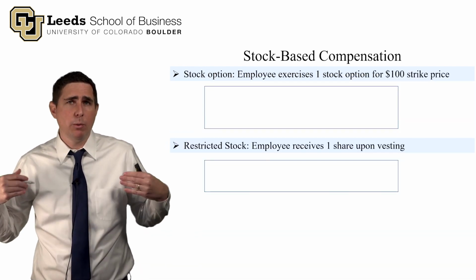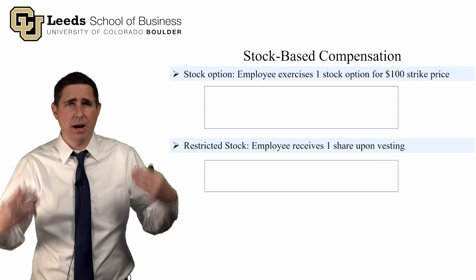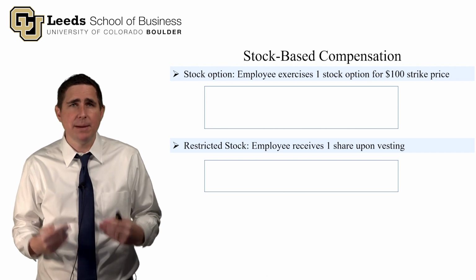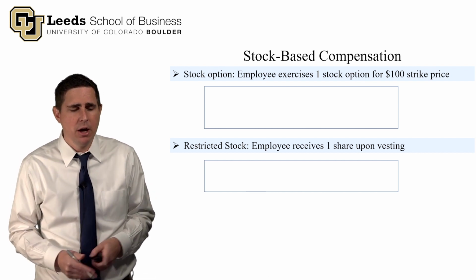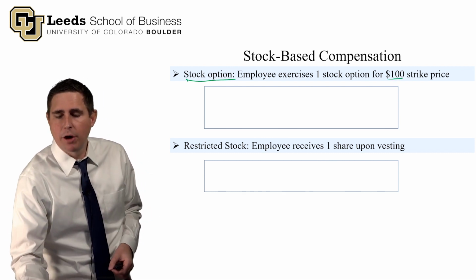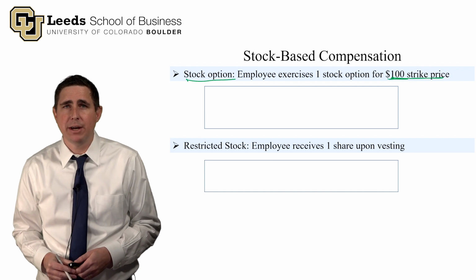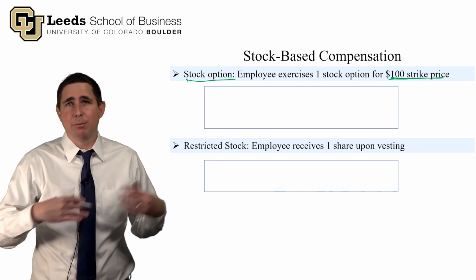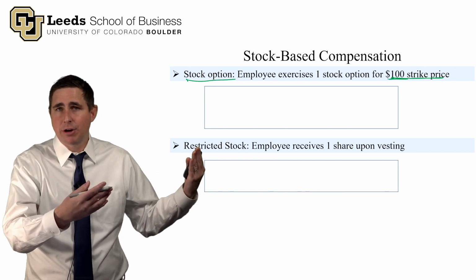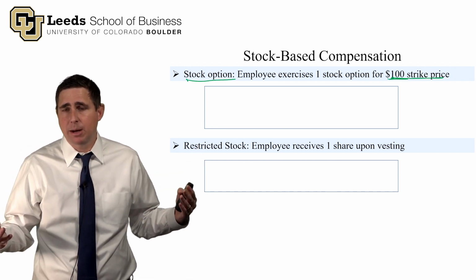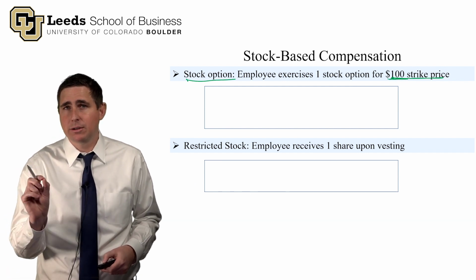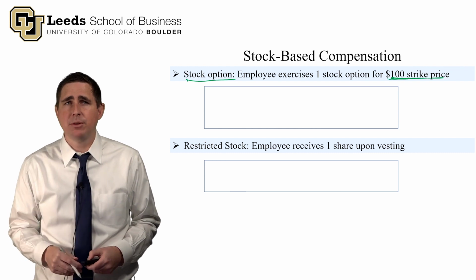Then the employee will finally vest in their compensation. And so let's go over the two main types of contracts that companies grant their employees. First is a stock option. Here an employee has the option to exercise for a certain strike price at a future date. And the employee would only do that if the stock price is higher than the strike price. Okay, so suppose the stock price is higher than the strike price. Like say it's $150 stock price, but the employee has the option to buy a share at $100. So they're going to exercise the option.